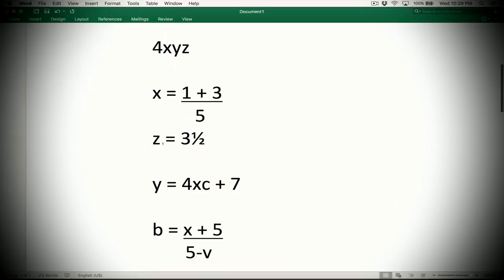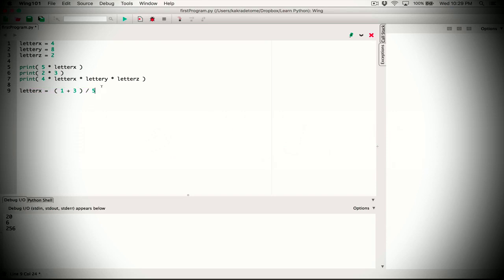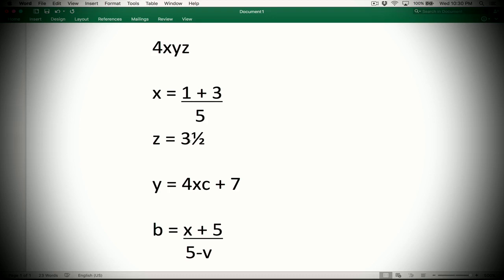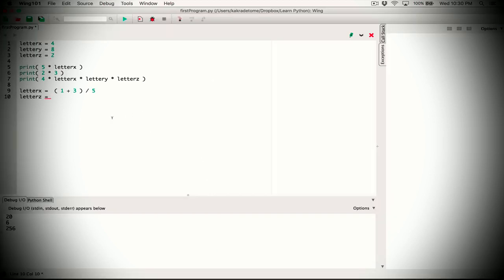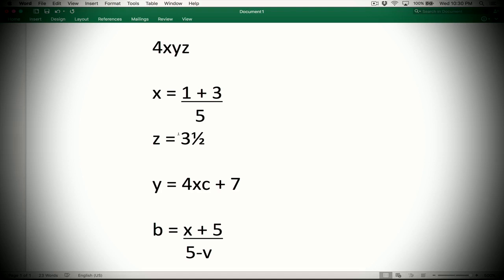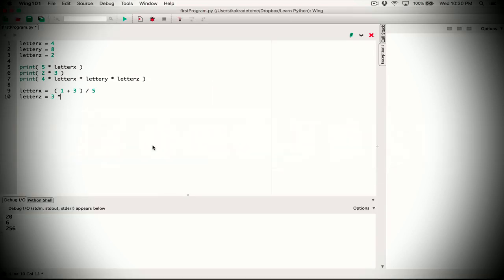So the next one is z is equal to 3 times a half, 3 whole number 1 over 2. The way you write something like that is letter z equal to 3 whole number 1 over 2. So we can write it this way: 3, well, we know this 3 is multiplying this 1 over 2, this half. They're multiplying. So 3 times 1 divided by 2.